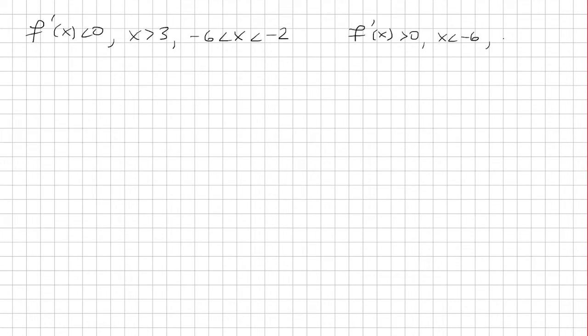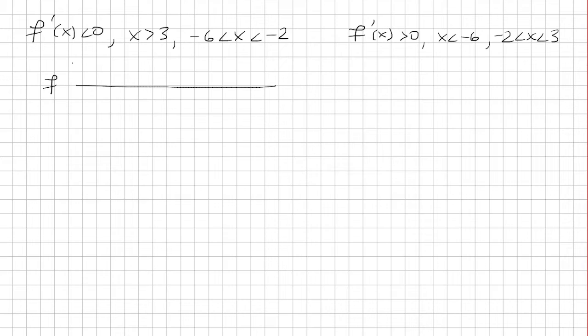We want to see at what interval f is increasing. We have f prime of x is less than 0 if x is greater than 3, or x is between -6 and -2, and f prime is positive if x is less than -6, or x is between -2 and 3.